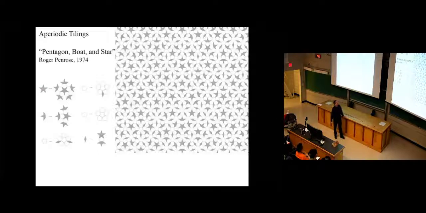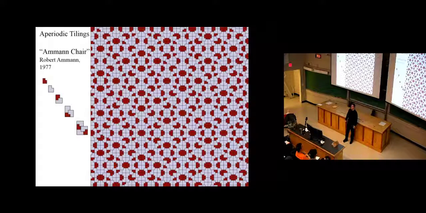And here's a few other aperiodic tilings, just so you can see the variety and diversity of them. So this is Pentagon, boat, and star shaped, named correspondingly after these three shapes. If you look at it, no area repeats another area, not in the global sense. So it's very interesting to look at, because your eyes keep looking for patterns which aren't there, of course. And here are some more aperiodic tilings.